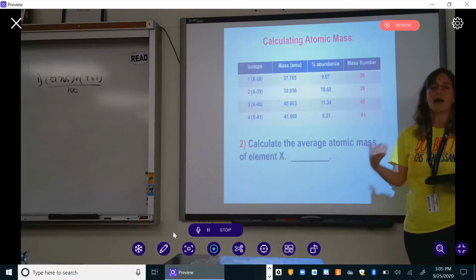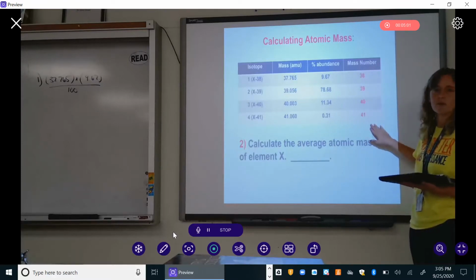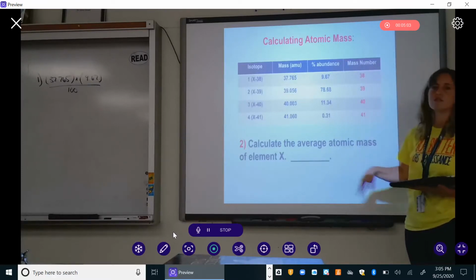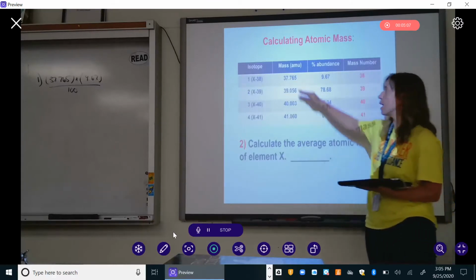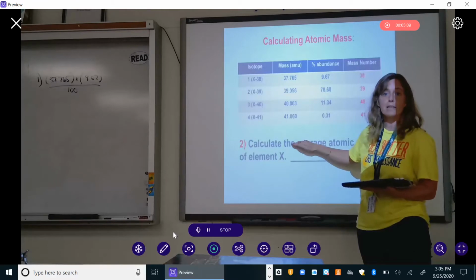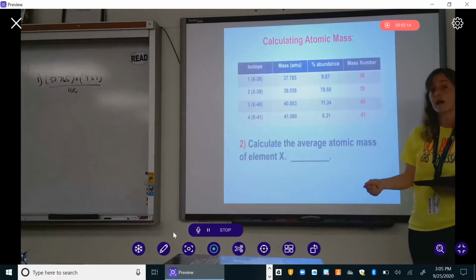When you have the isotope symbol, remember that's going to have the rounded mass number on there. So in that instance, you can go ahead and use the rounded mass number. But if in the problem I do give you those masses, those average masses, I want you to use the decimal numbers because they are more accurate, okay?